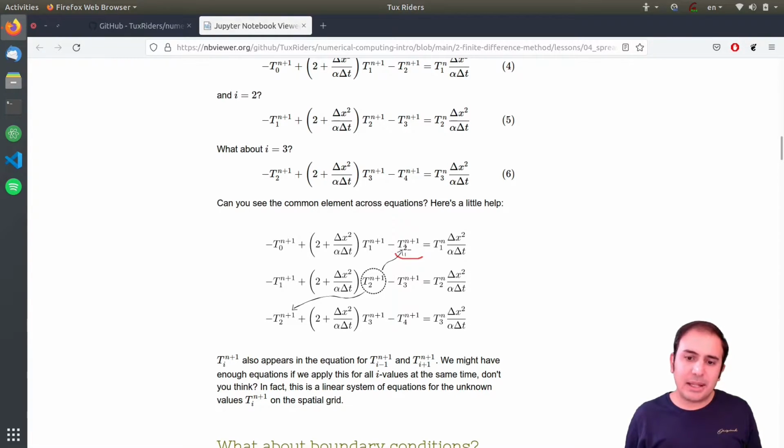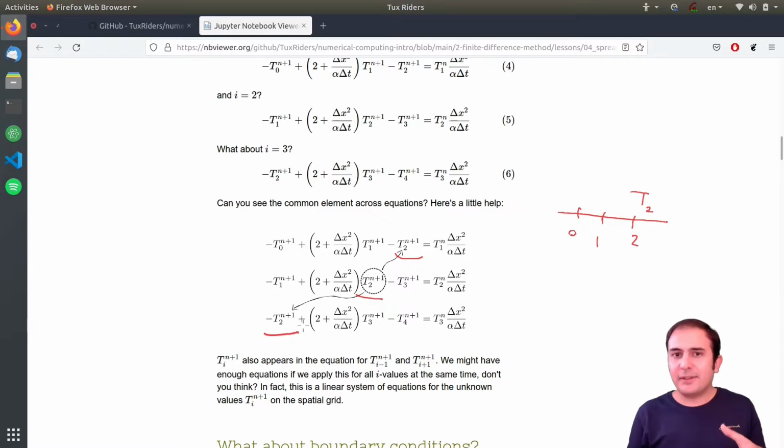For the current time step at location 2, let's say this is 0, this is 1, and this is 2, so this is t2, it has appeared here, here, and here. This is really different from what we had in explicit formulation. In explicit formulation, for example, this one had its own equation, and it didn't appear in any other equation. But in this case, it has appeared in 3 different equations actually. And if it is in 2D or 3D, it will appear in more equations.